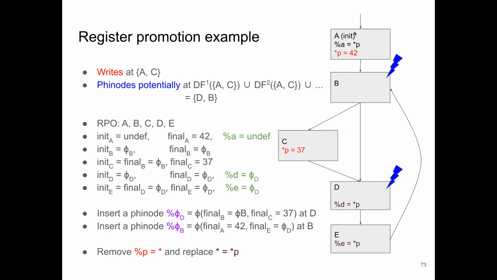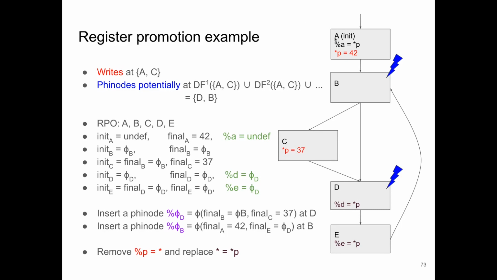At the beginning of block A, we know that the initial value stored in P should be undef because nothing is stored so far. And a phi node is not inserted at A because the potential positions for phi nodes are D and B. As a result, in A, the initial value should not be a phi node. No value has been stored so far, so the initial value for A should be undef.